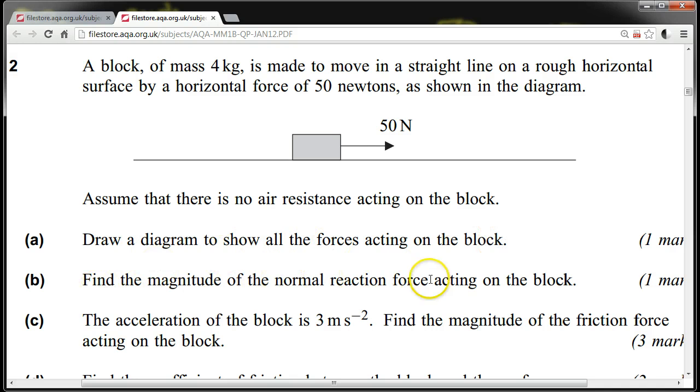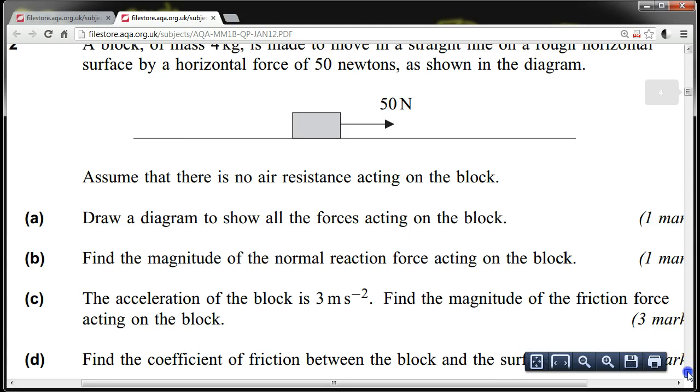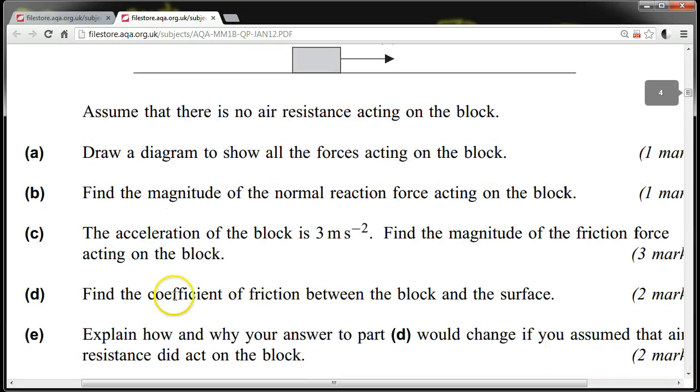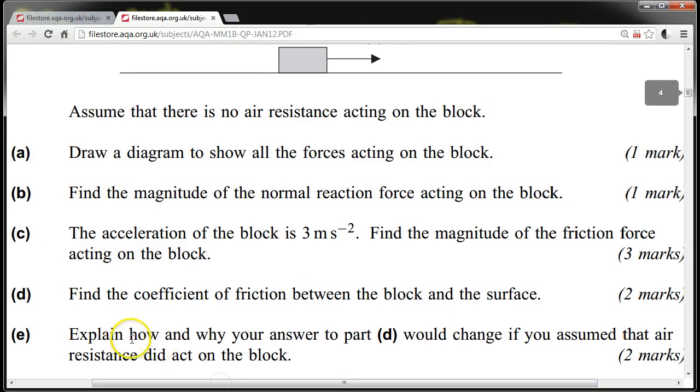Find the magnitude of the normal reaction force acting on the block. The acceleration of the block is 3 meters per second squared. Find the magnitude of the friction force acting on the block. Find the coefficient of friction between the block and the surface. Explain how and why your answer to part D would change if you assumed that air resistance did act on the block.